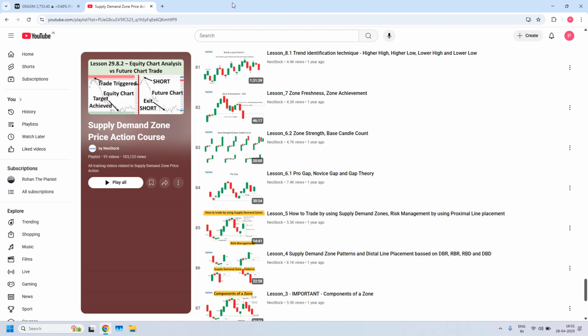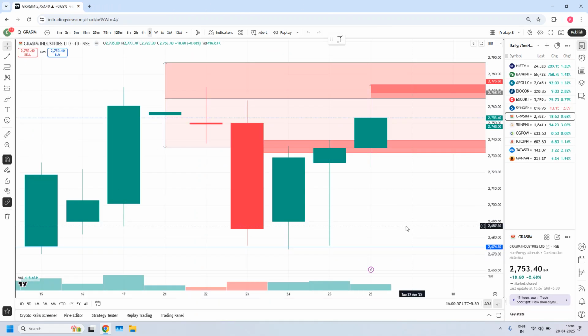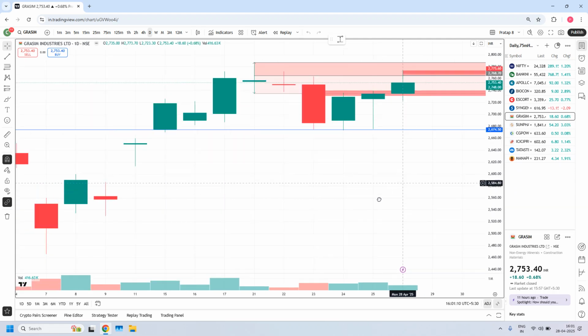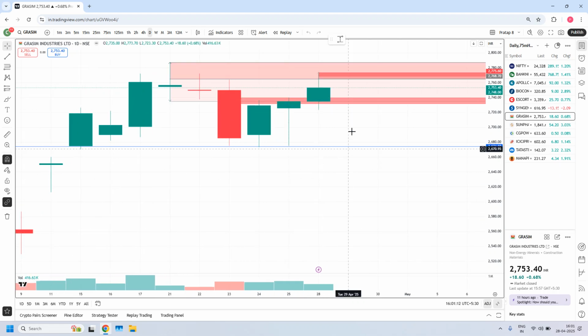Okay, now let's get into performance evaluation. In the previous end of the day report, we identified 10 high liquidity zones from daily and 75 minutes time frame. Out of these 10, today we got a trade from only one stock, that is Grasim. That too, it is a fine-tuned dynamic zone.